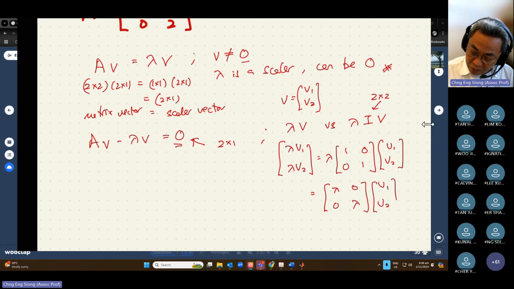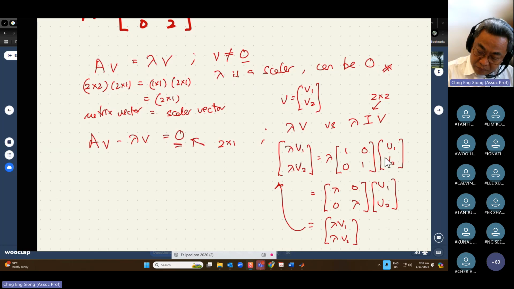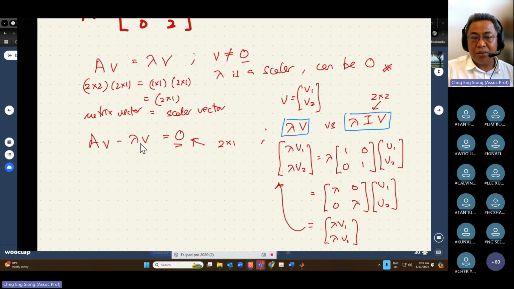V1, V2. What is this? Again, remember, V1 multiplied by the first column gives lambda V1, and the second one, V2, gives lambda V2. So now they are the same. We realize that this form is what we want versus this form. Why? We don't like this way because we cannot combine the two matrices together.